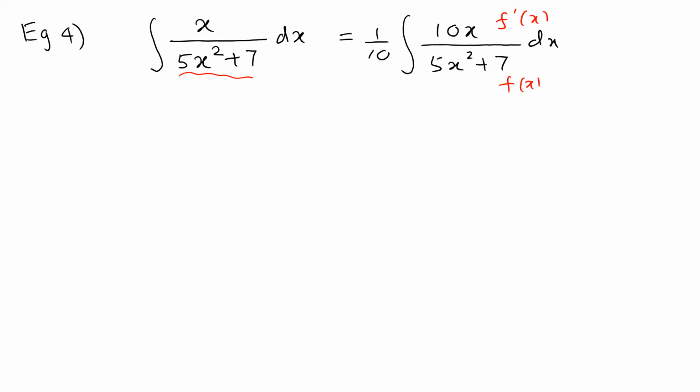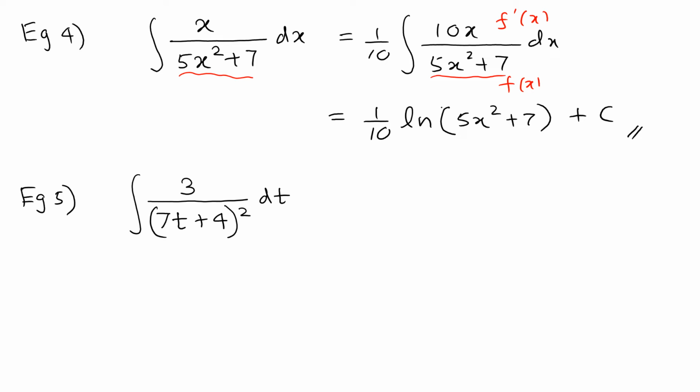So the answer is simply 1 over 10 natural log of the function. You can see this function has a positive sign and it's always positive, so you do not need the absolute value here. You can just say 5x squared plus 7 plus c. So that's the answer for this one. So let's look at the next one.